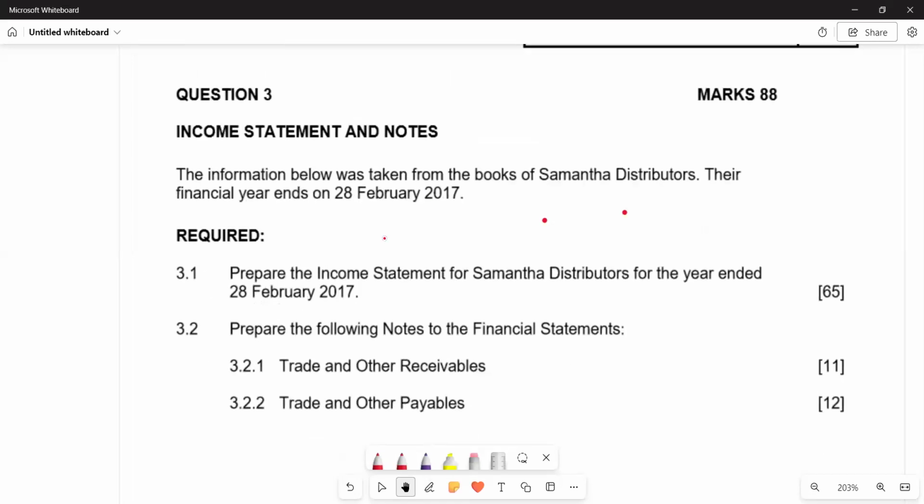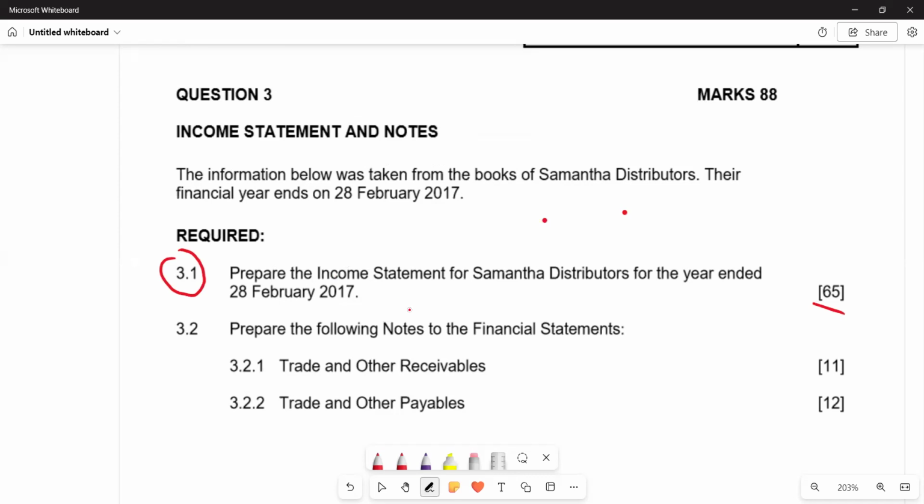And the question reads, the information below was taken from the books of Samantha Distributors. Their financial year ends on 28 February 2017. On the required part, prepare the income statement of Samantha Distributors for the year ended 28 February 2017. So we're just going to look at the first part, which is 3.1, and this question has 65 marks.